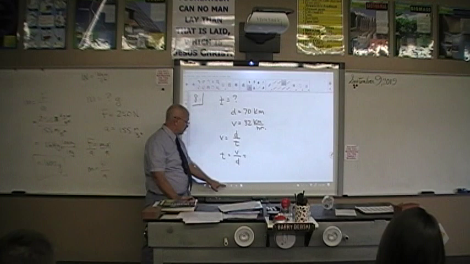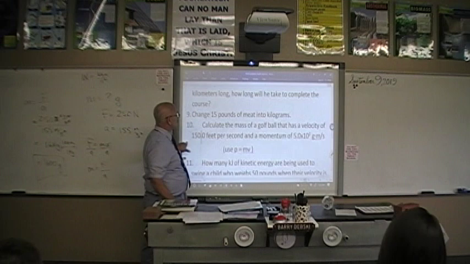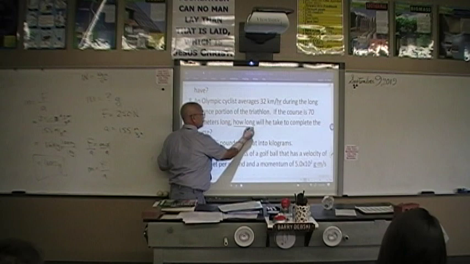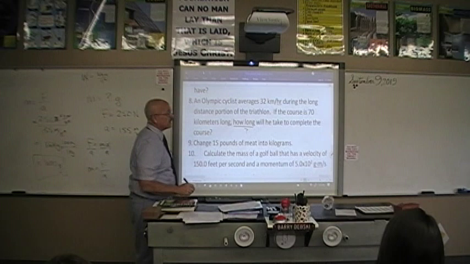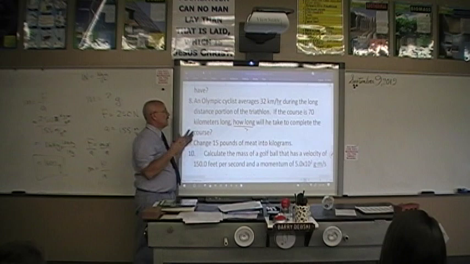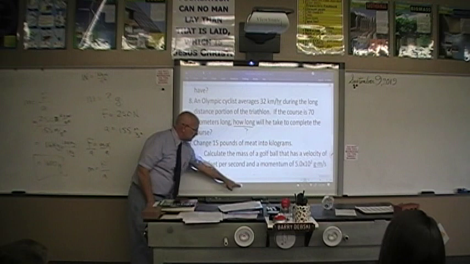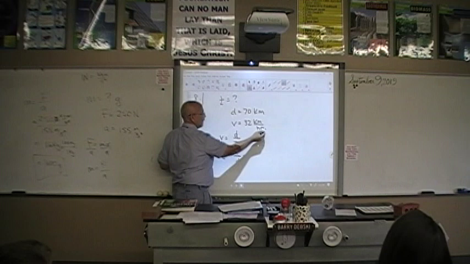This is number 8. So it just says how long. I don't know. Hours, minutes, seconds. Hours and minutes and seconds, your choice. So we could do it in hours, we could do it in minutes, we could do it in seconds, we could do it in hours, minutes, and seconds. We could do it in milliseconds if you want, but it would be fairly crazy, okay? Distance, 70 kilometers. Velocity, 32 kilometers per hour.